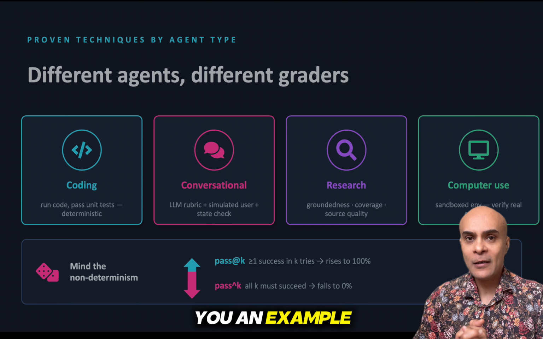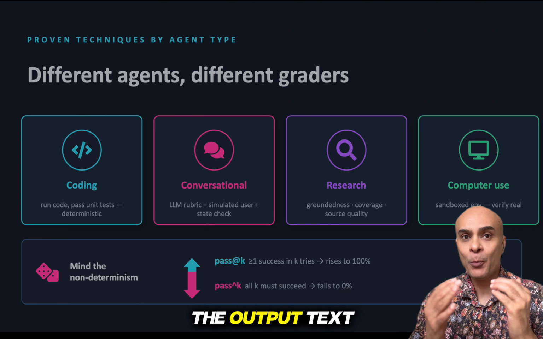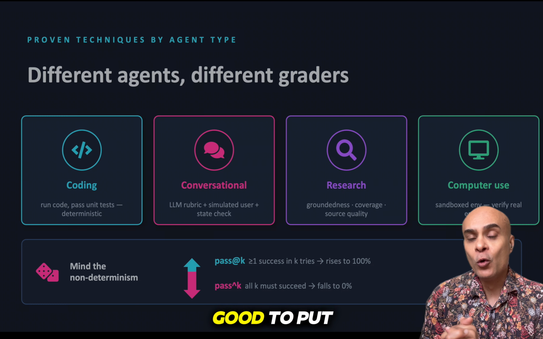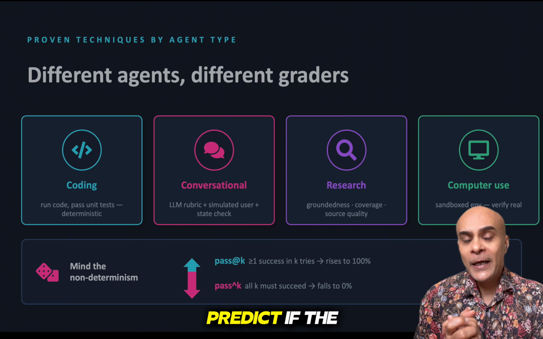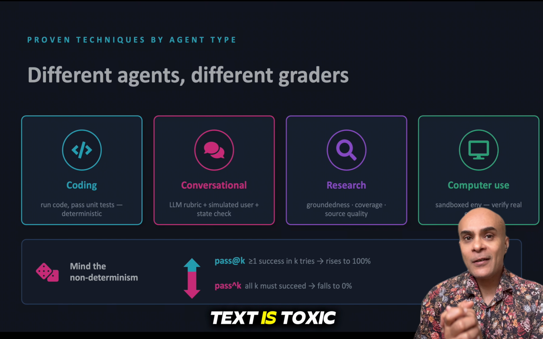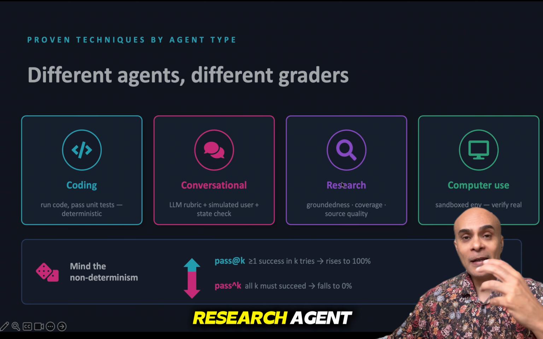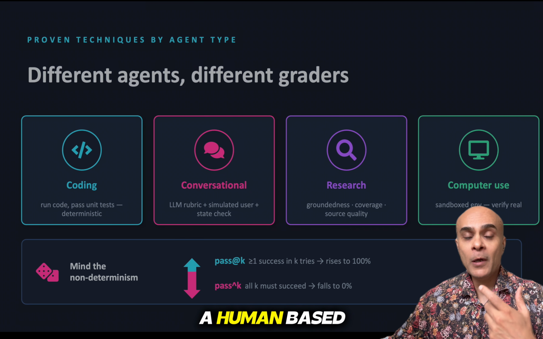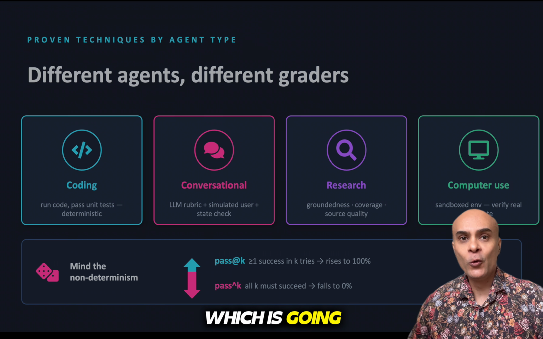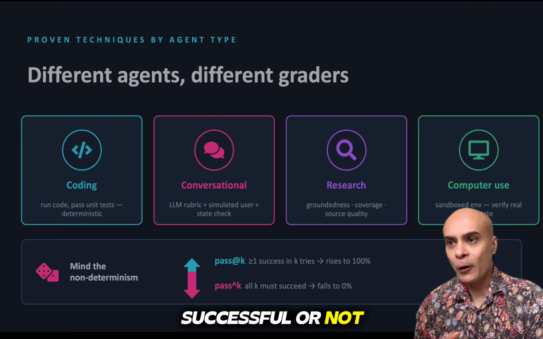So to give you an example, let's say you want to check the toxicity of the output text. In that case, it could be good to put in place a predictive model which is going to predict if the output of your text is toxic or not. But if your agent is a research agent, in that case, it could be useful to have a human-based grader which is going to determine if the output of the agent is successful or not.